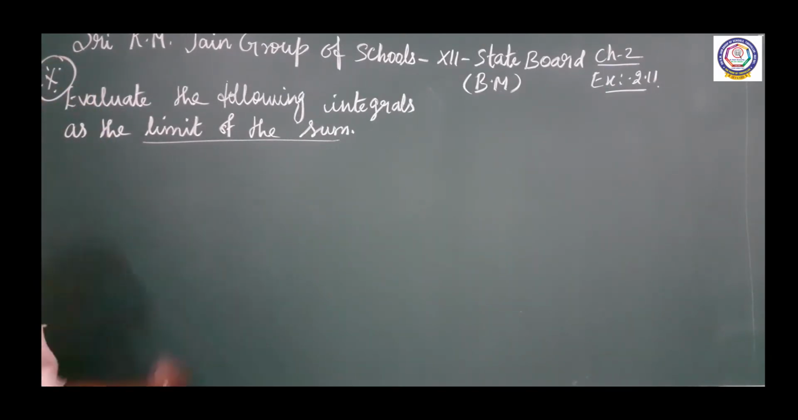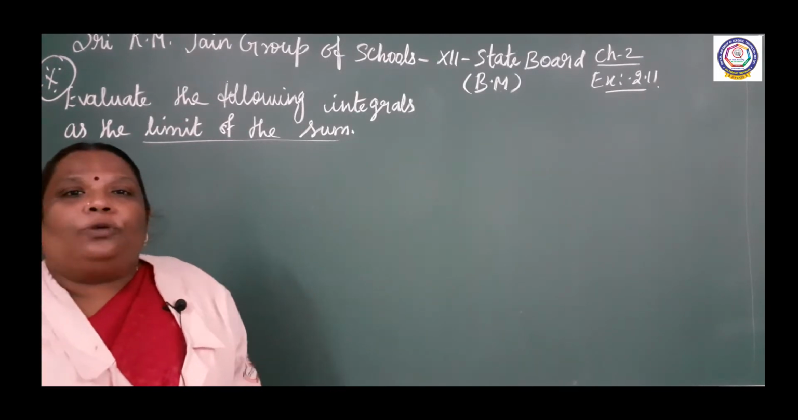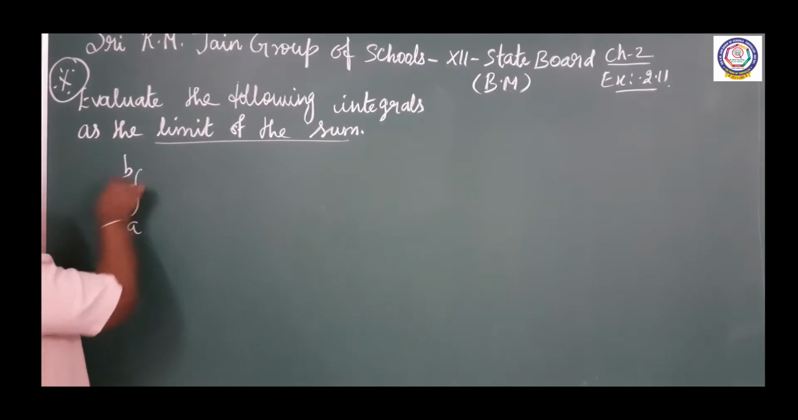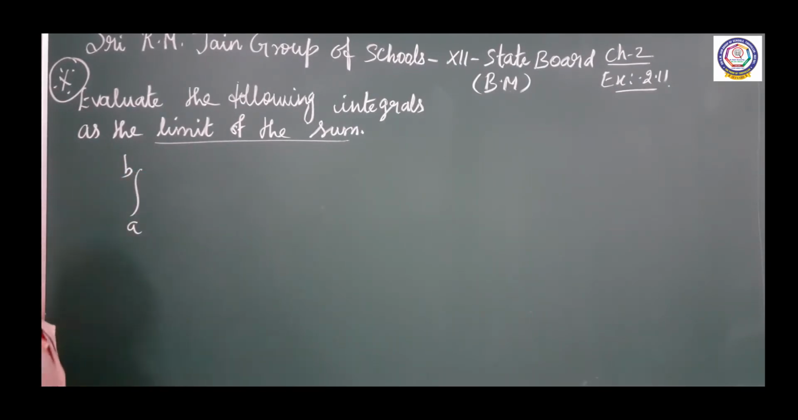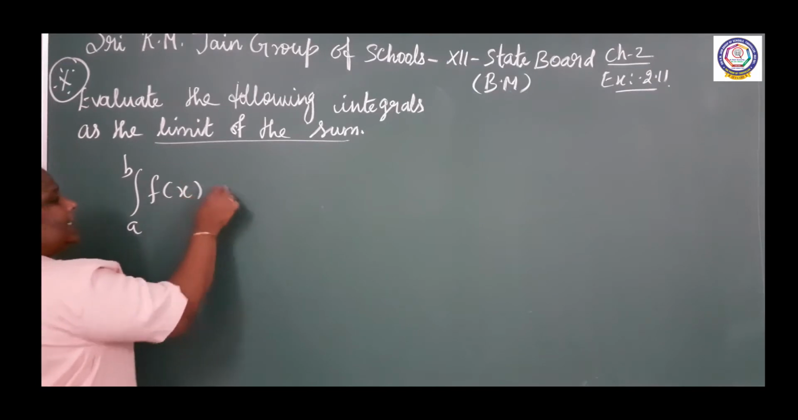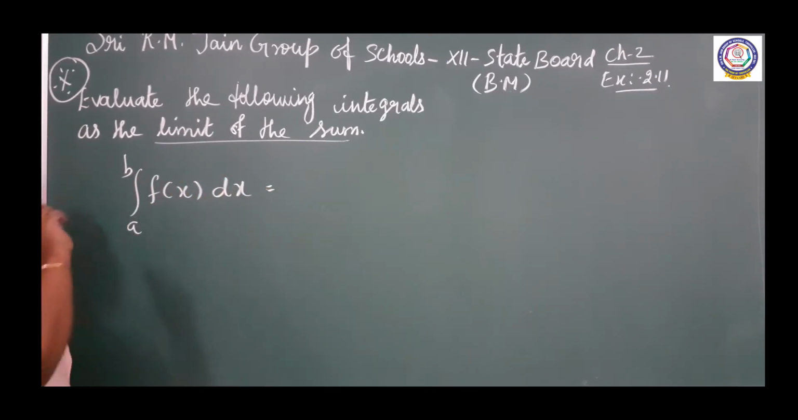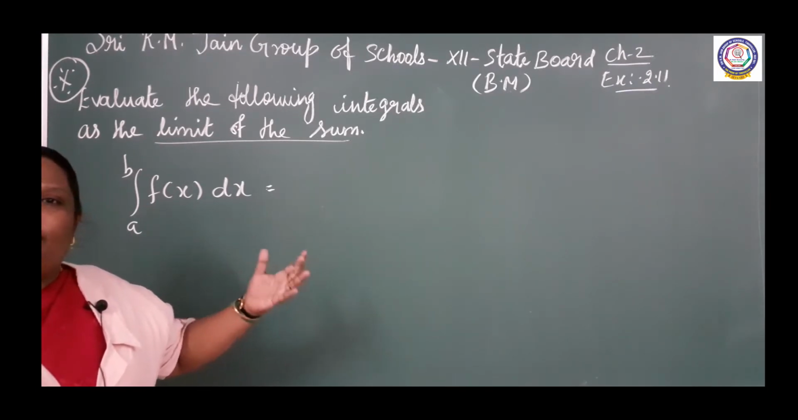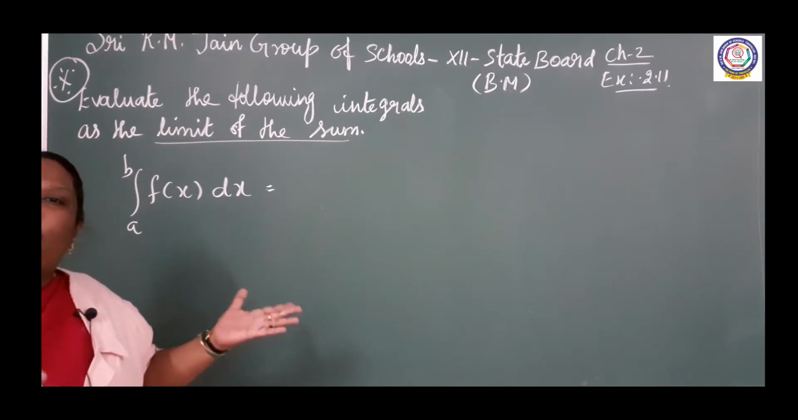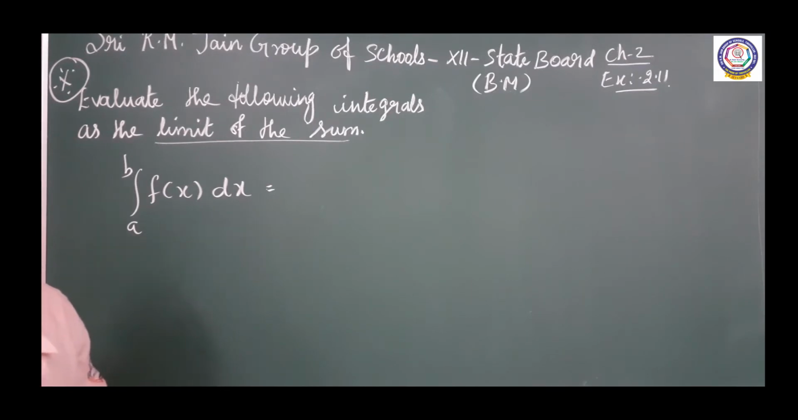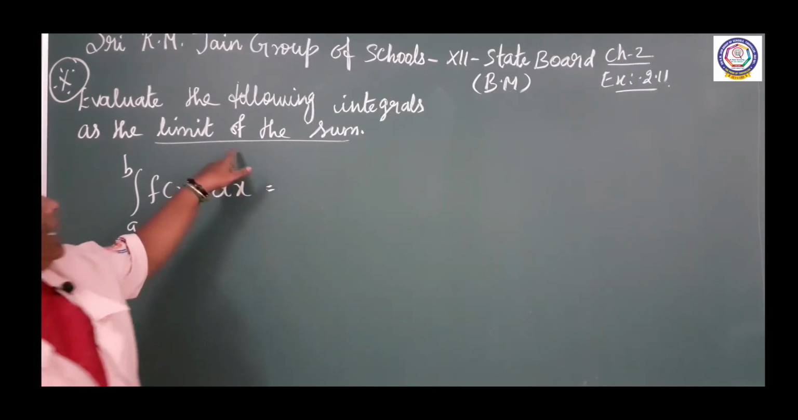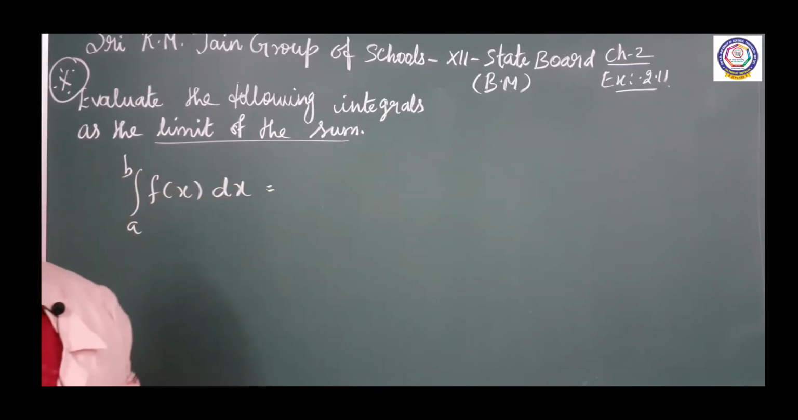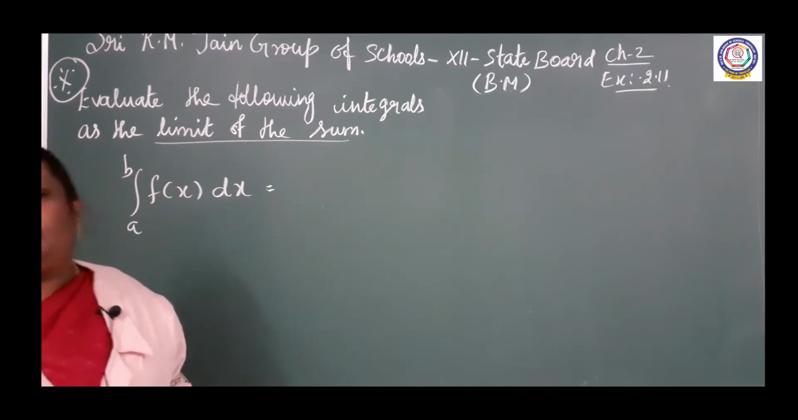Before we enter into the exercise, you should know the formulas. What are the formulas? Integral a to b, where a to b is the limit, of f of x dx. Normally, if the limits are given, you integrate and substitute the upper limit minus the lower limit. That is the usual procedure. But in this exercise they are asking about the limit of the sum, so you can use this formula and do the sum.